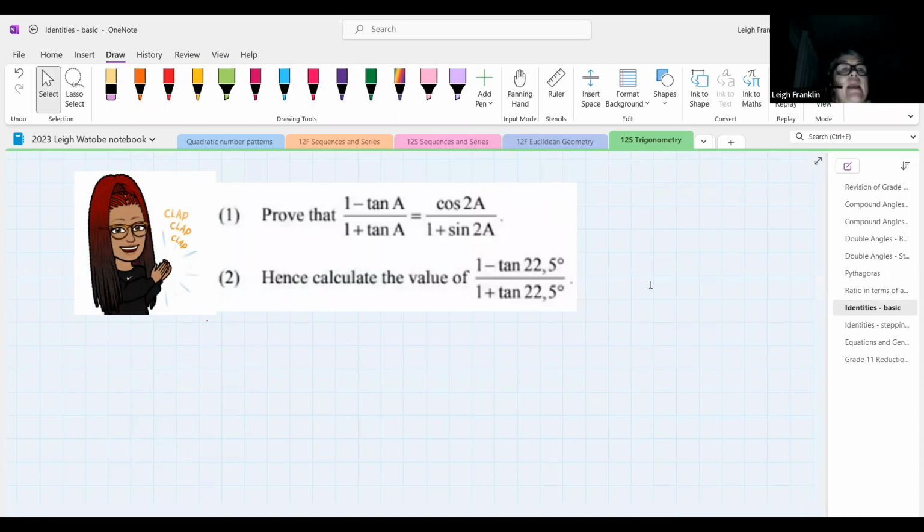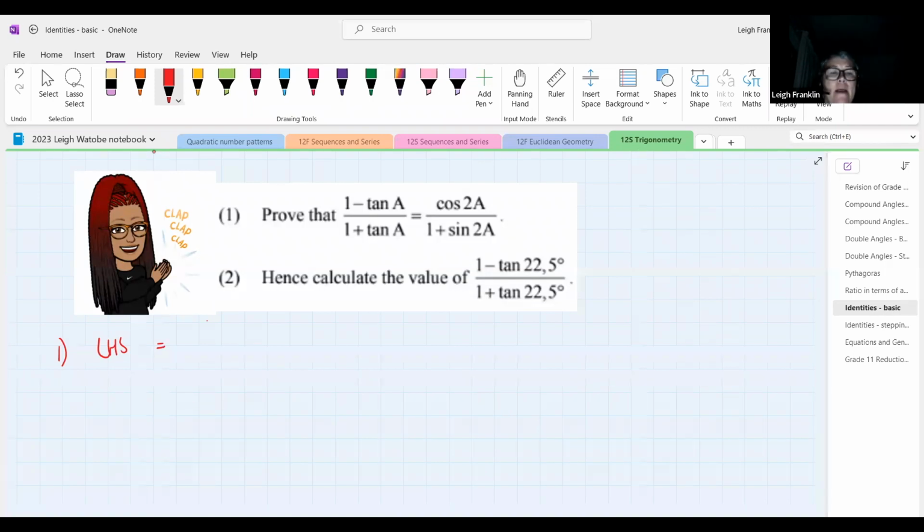If you have a look at the identity that they ask us to prove in number 1, you can see that we've got tan A on the left-hand side, and on the right-hand side, we've got double angles. So I could work with the left-hand side or I could work with the right-hand side in this particular case. What's important is that you cannot work with them together at the same time. So I'm going to do it traditionally, and I'm going to start with the left-hand side, because there's something here that I want to point out to you.